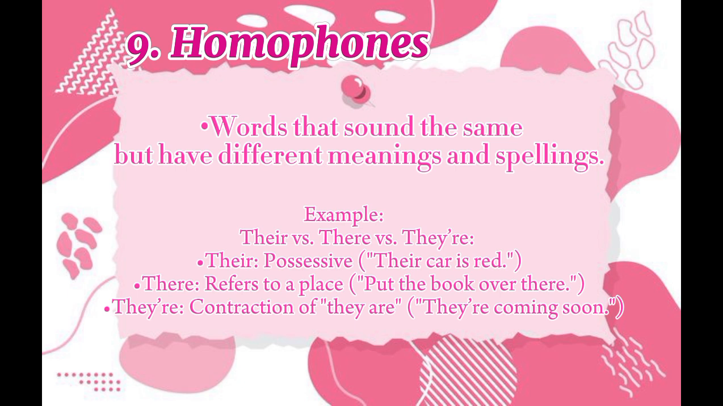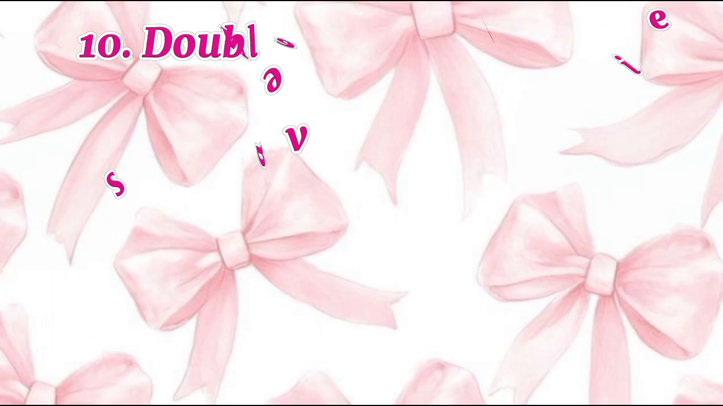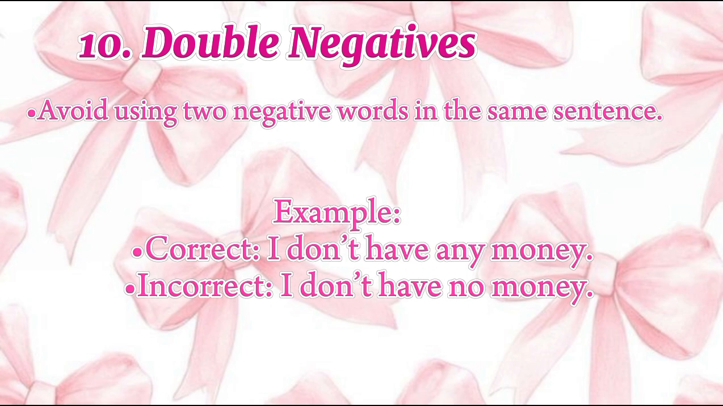They're coming soon. Now, the 10th rule is the double negatives, means avoid using two negative words in the same sentence. For example, the correct sentence is I don't have any money. The incorrect sentence is I don't have no money.